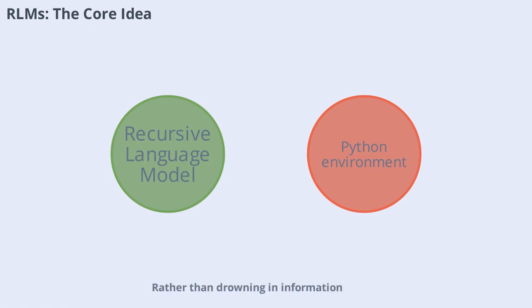Rather than drowning in information, the model interacts with the context like a programmer working in a Jupyter notebook. This shift transforms the model's role from a passive consumer to an active participant, capable of slicing, filtering, and analyzing data on demand. It's a subtle change, with profound implications for how models handle large, complex tasks.